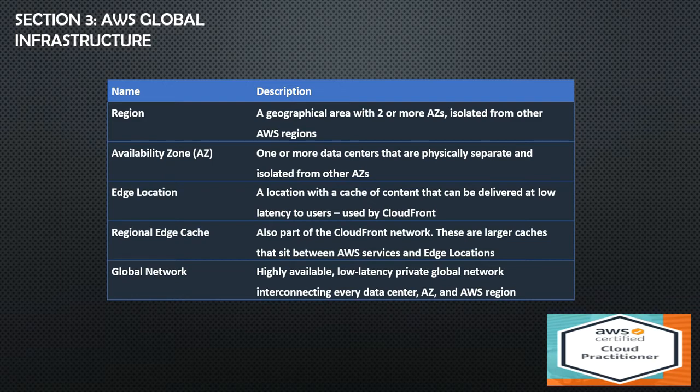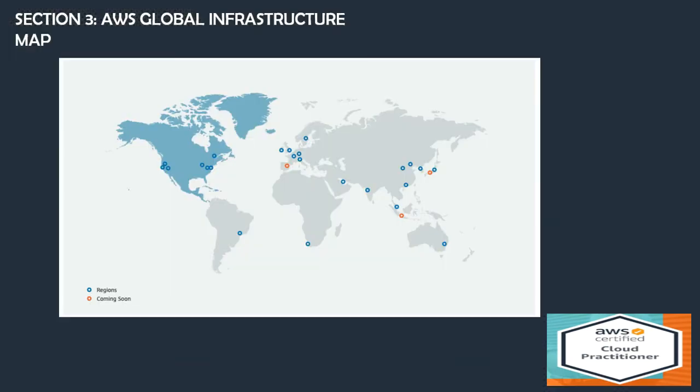And then you have the global network. The global network is basically the backplane, the highly available, low latency private global network interconnecting every data center, AZ and AWS region. So you can think of them as the lease lines. These are the connections that go between the AZs and the regions to keep them connected. Okay. So let's move on to the next slide.